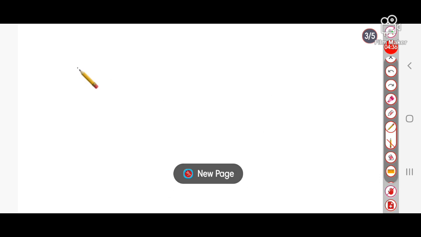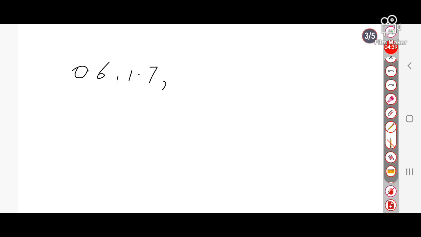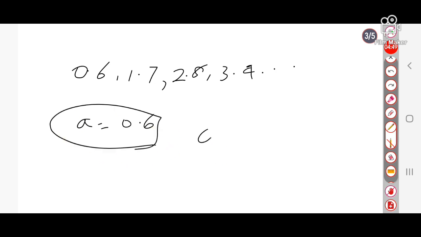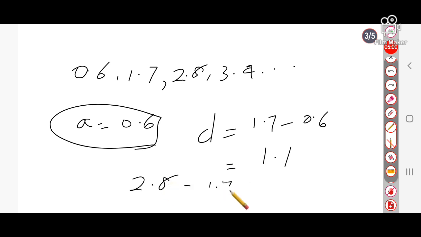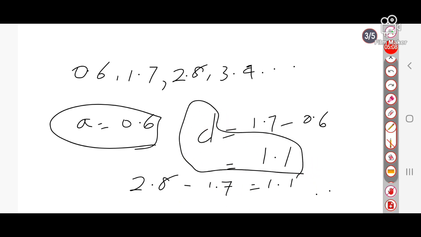Fourth subdivision, similarly it is 0.6, 1.7, 2.8, 3.9, and it goes on. The first term A will be 0.6, no doubt. The common difference D is again A2 minus A1, that is 1.7 minus 0.6, that is 1.1. Similarly 2.8 minus 1.7, again 1.1, then it goes on, right? The same common difference, so D is 1.1. That's it. So these are the four subdivisions given in question 3 of exercise 5.1.